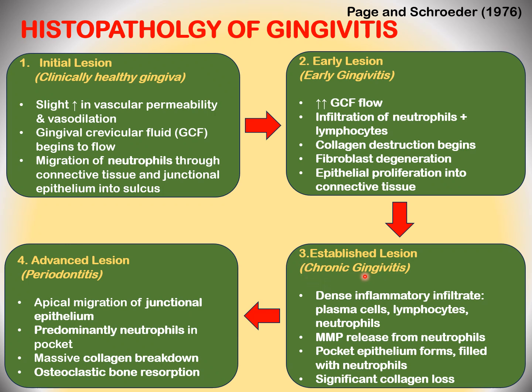Here we can see a dense inflammatory infiltrate represented by plasma cells, lymphocytes, and neutrophils. MMPs are released from neutrophils, and a pocket epithelium is formed, filled with neutrophils, and we can see significant collagen loss in this lesion. The last stage is the advanced lesion, which is clinically periodontitis. Here there is apical migration of the junctional epithelium, and predominantly neutrophils are seen in the pocket with massive collagen breakdown, and we can see osteoclastic bone resorption.